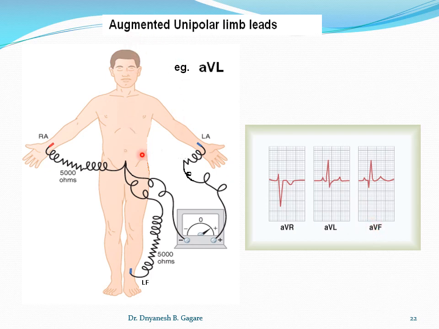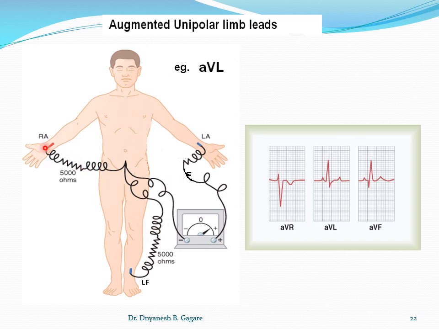We'll go there. Here try to understand, students. Under the augmented limb leads, I told you that one is the exploring electrode and the other is the indifferent electrode. The exploring electrode is always connected to the positive terminal, and examples are AVR, AVL and AVF. If we take one example, when you have to record the ECG under AVL, the exploring electrode is connected to the left arm.